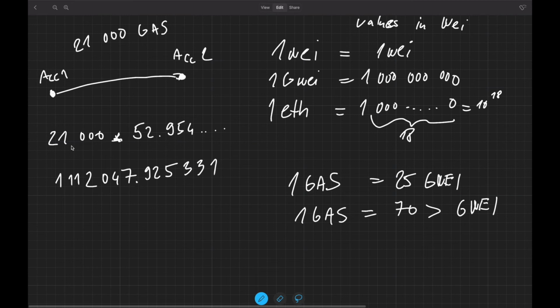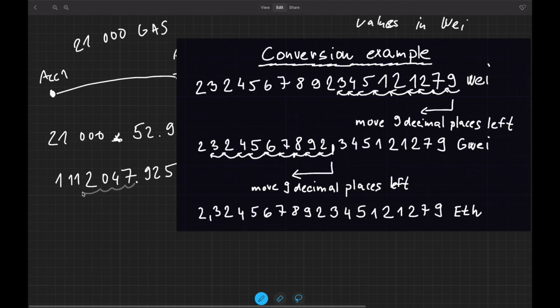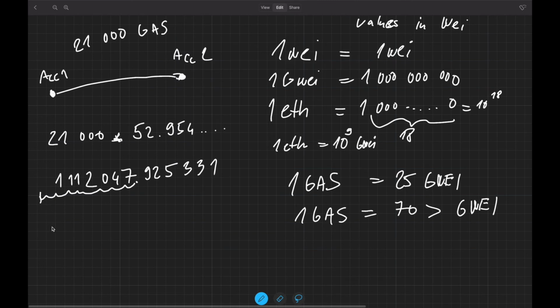So that's in Gwei, right? Because we have 21,000 gas multiplied by this Gwei, and I want to transform it into Ether. I need to go 9 spaces to the left, because one ETH is 10 to the 9th Gwei. So 1, 2, 3, 4, 5, 6, 7, 8, 9. So it will be 0.001112047925331 of the ETH I need to pay for a transaction.